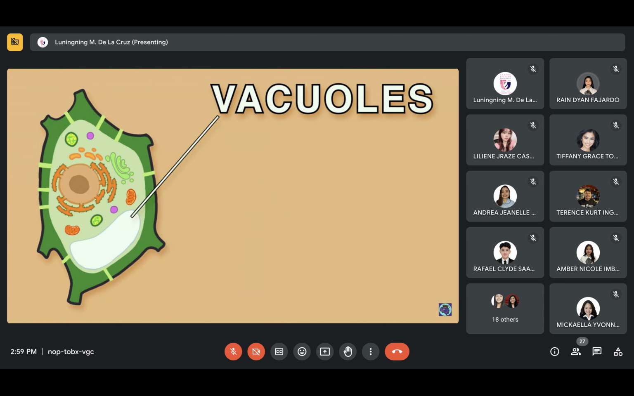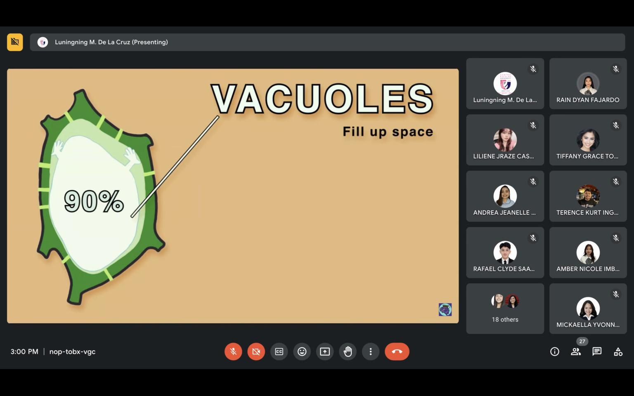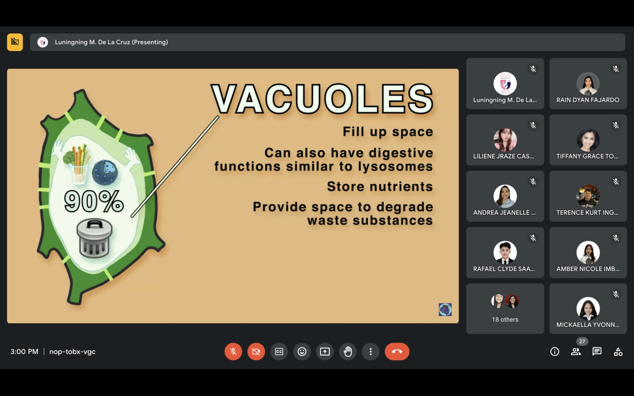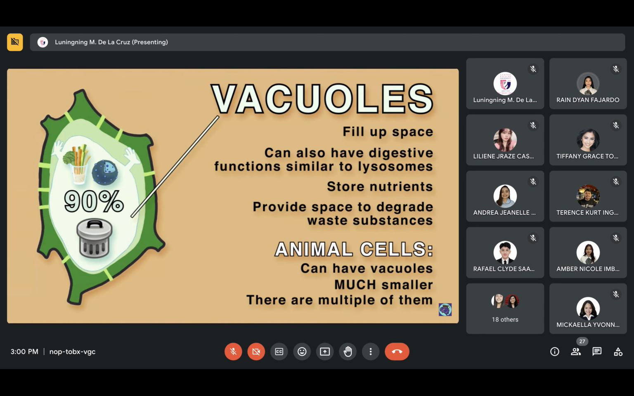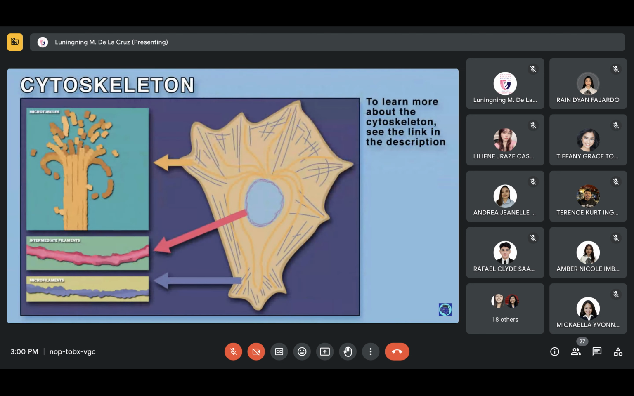Another important difference between plant and animal cells is in their vacuoles. Vacuoles in plant cells can occupy up to 90% of the cell's volume and have a single membrane. One of their roles is simply to fill up space, but they can also have digestive functions similar to lysosomes. Vacuoles have enzymes that perform many functions and can store nutrients or provide space to degrade waste substances. Animal cells can also have vacuoles, but they are much smaller than the large central vacuole in plant cells. There are multiple of them, and they don't take up 90% of the space. Plant and animal cells both also have cytoskeletons, which feature microtubules, intermediate filaments, and microfilaments.